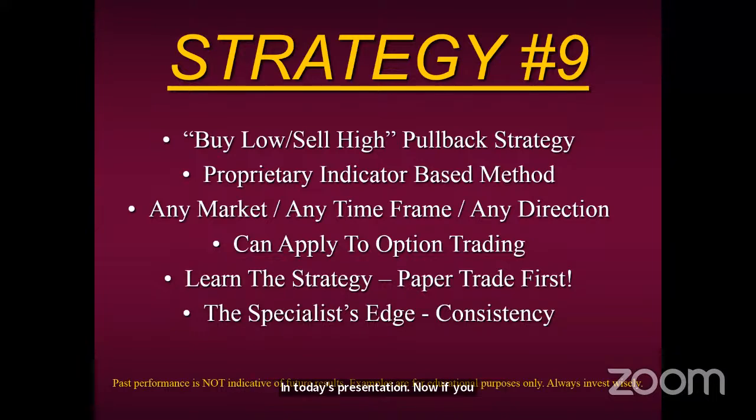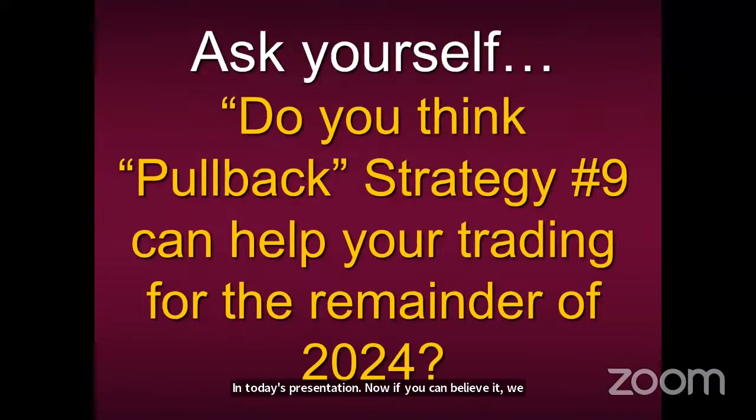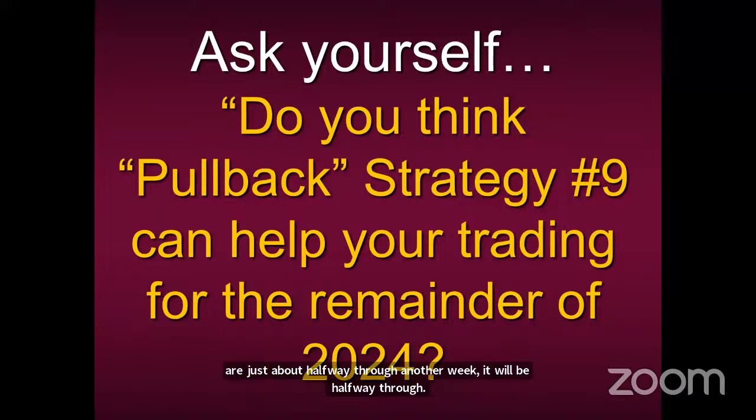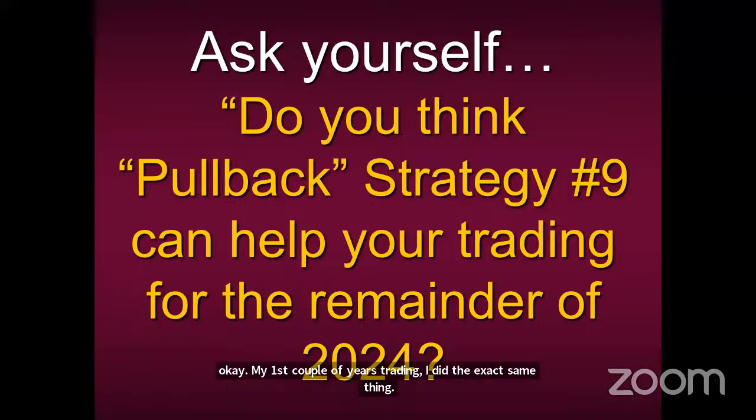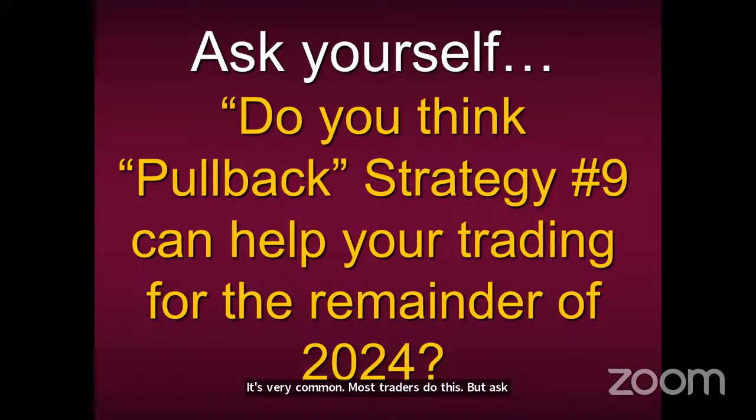Now, if you can believe it, we are just about halfway through another week, and we'll be halfway through 2024. I can almost guarantee that the majority of you are nowhere near where you promised yourself you wanted to be at this time, at the beginning of this year, okay? That's okay. My first couple of years trading, I did the exact same thing. It's very common. Most traders do this. But ask yourself, don't you think strategy number 9, pullback method number 9, can help your trading for the remainder of 2024? What if you could recoup all those losses of the difficult first 6 months of 2024? Well, I think strategy number 9 could really help you.